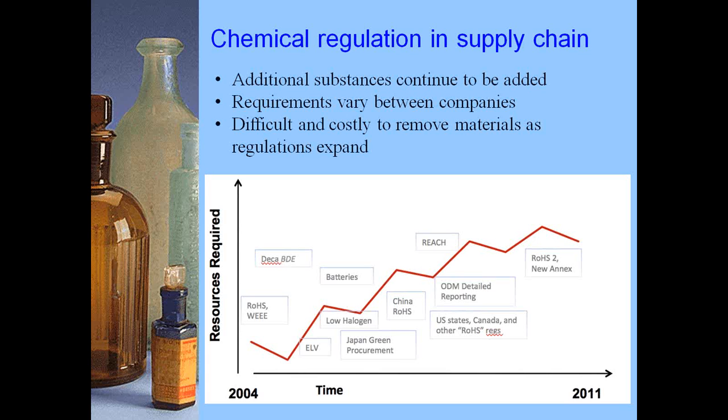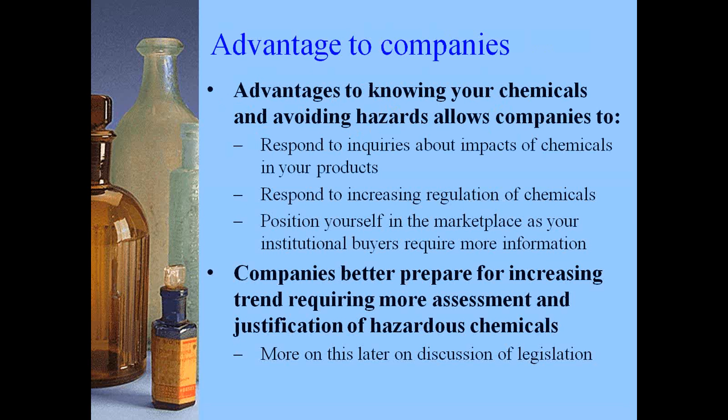So, yes, if we're using a toxic chemical, let's get rid of it. But let's also think about what the alternative is, and whether the alternative is of equivalent or greater toxicity than the chemical we're replacing. Let's try to avoid as much of that as possible. I'll talk a little bit more about that as we go on as well. There are a lot of advantages to companies to know their toxic chemicals and avoid hazard.